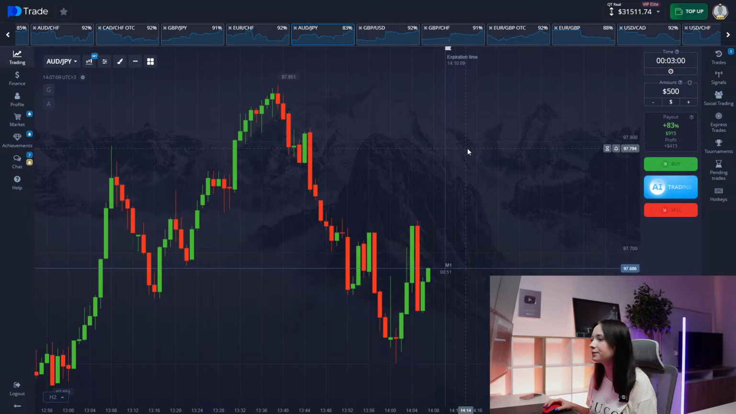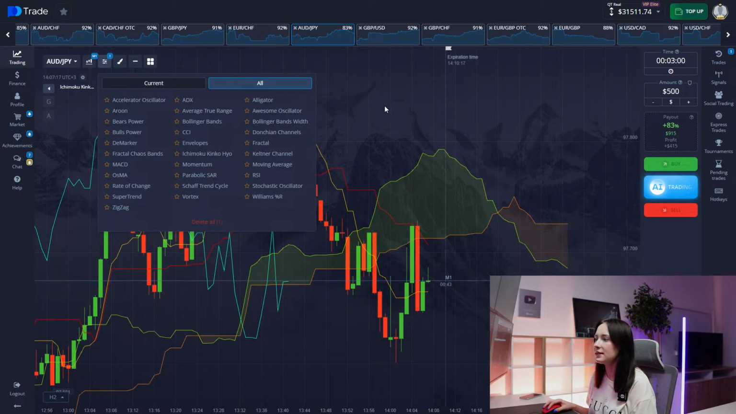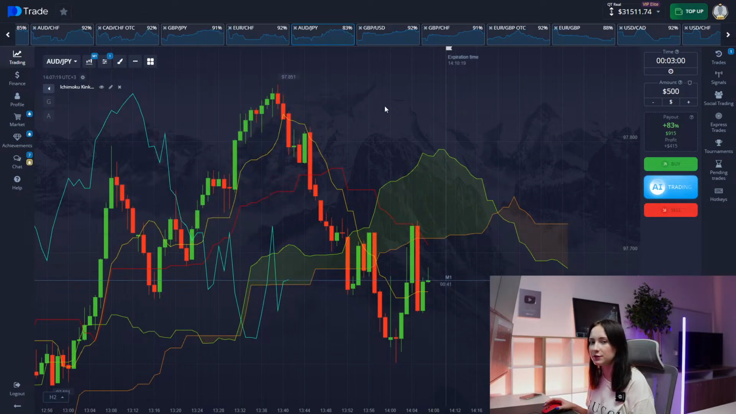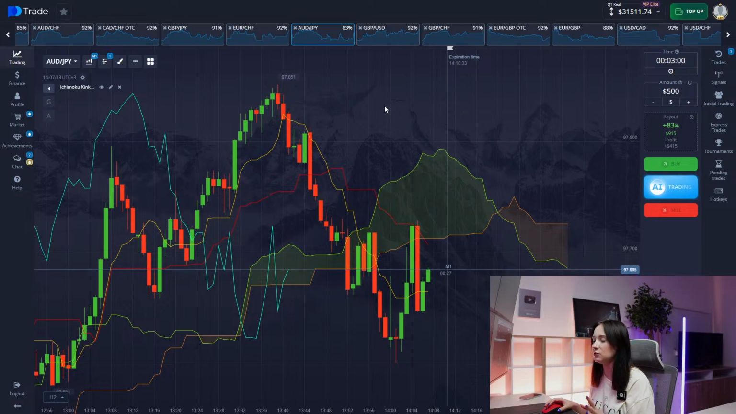Okay, and remember that last stream I told you about, let's come to indicators and open up the Ichimoku technical indicator. For those of you who were on my last stream, I already told you what Ichimoku is. It's the most difficult indicator, but it really helps you to succeed because it covers so much data.